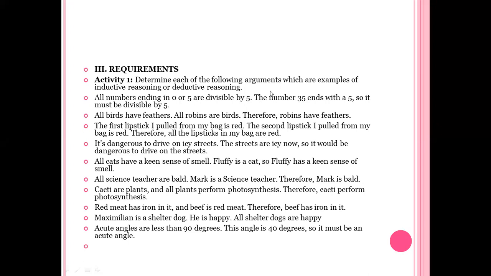So for your activity requirements, please answer activity 1. So for activity 1, we have a total of 10 items. So determine each of the following arguments, which are examples of inductive reasoning and or deductive reasoning. So this is for our week 14 activity, total of 10 items only. So for this week, we have defined the logical arguments, and also we compared and contrasted inductive and deductive arguments. So I will just post the video links that I have shared to you for our discussion.